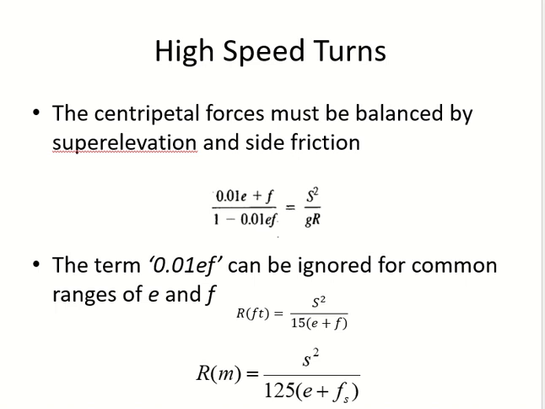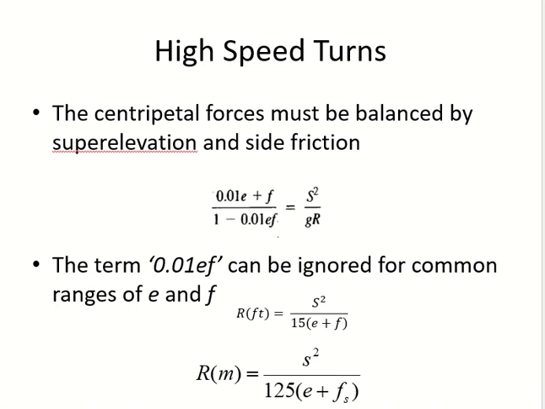Now what is super elevation? The inclination of the road toward the center of the radius. It's the inclination of the road. So inclination is towards what? Towards the center. So it is pushing the vehicle towards the center by means of the slope. So that is super elevation.